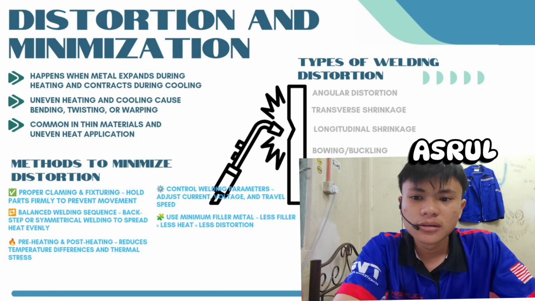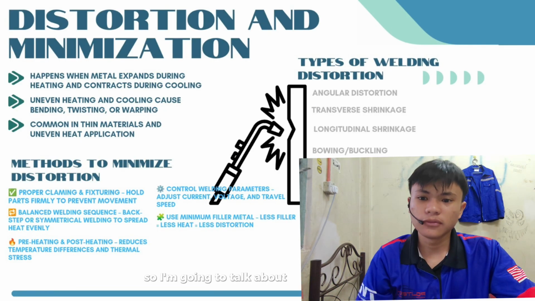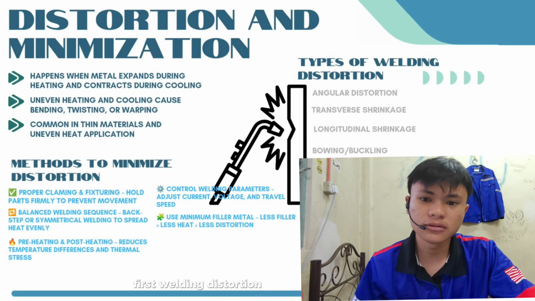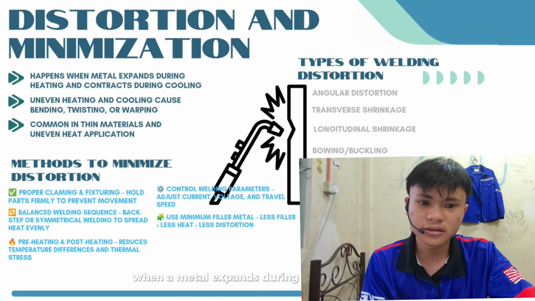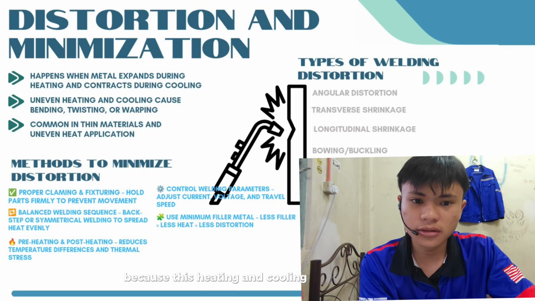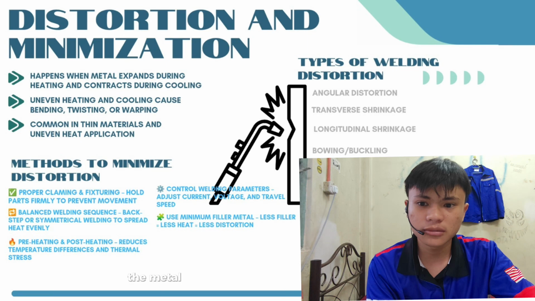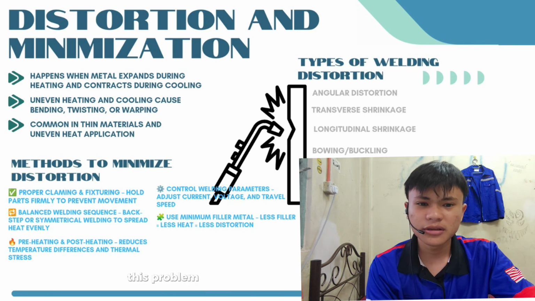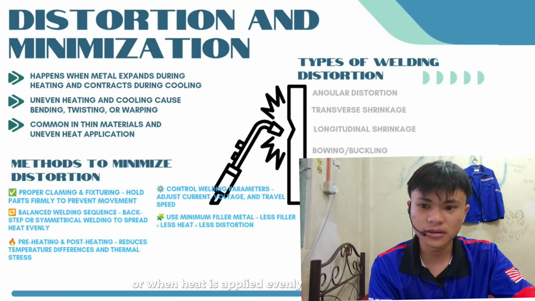Hi. So I'm going to talk about how welding distortion occurs. First, welding distortion occurs when a metal expands during heating and then contracts as it cools down. Because this heating and cooling do not happen evenly, the metal parts may bend, twist, or change shape. This problem is very common in welding, especially when working with thin materials or when heat is applied unevenly.